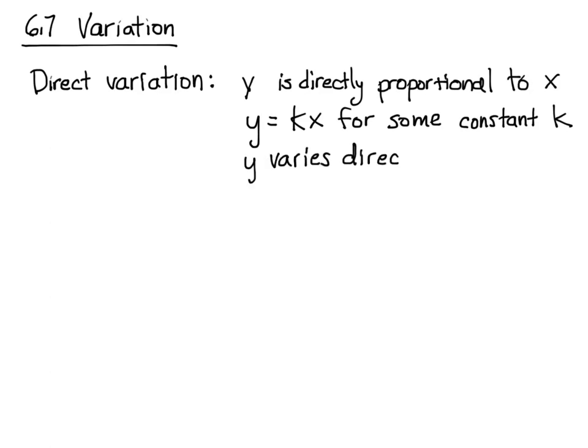Another way it's sometimes stated is that y varies directly as x. So when you say that y varies directly as x, you know that there's a constant k that defines the relationship between the two of those.